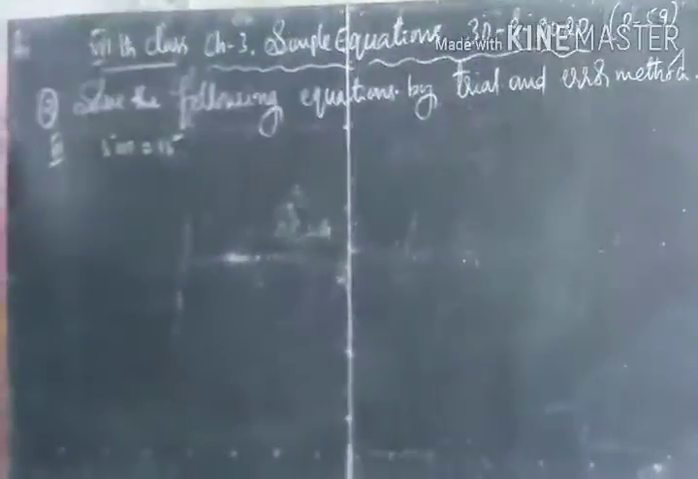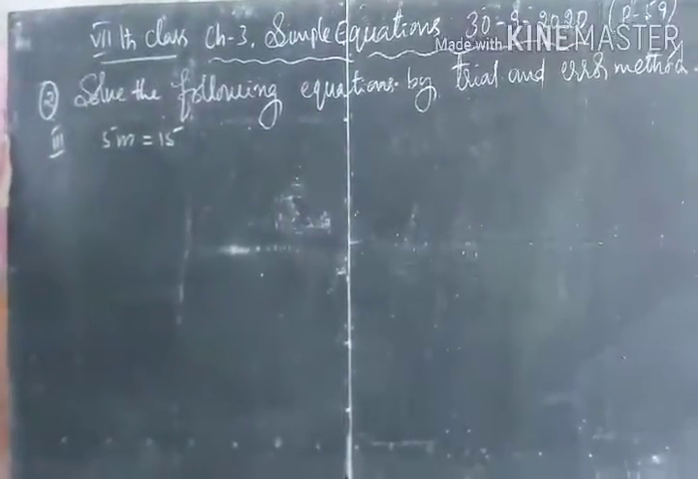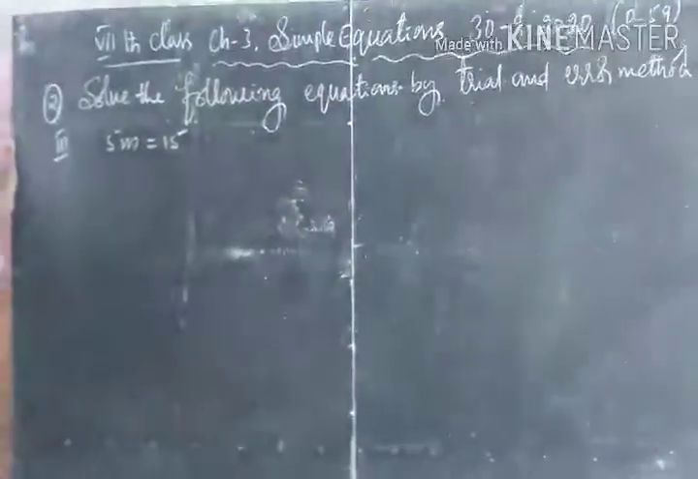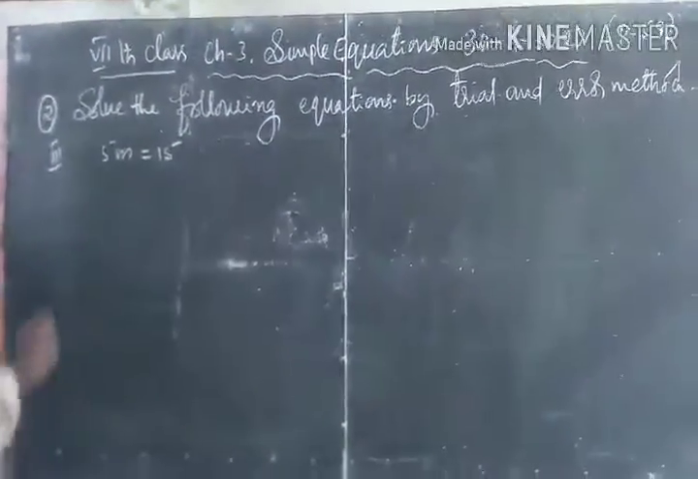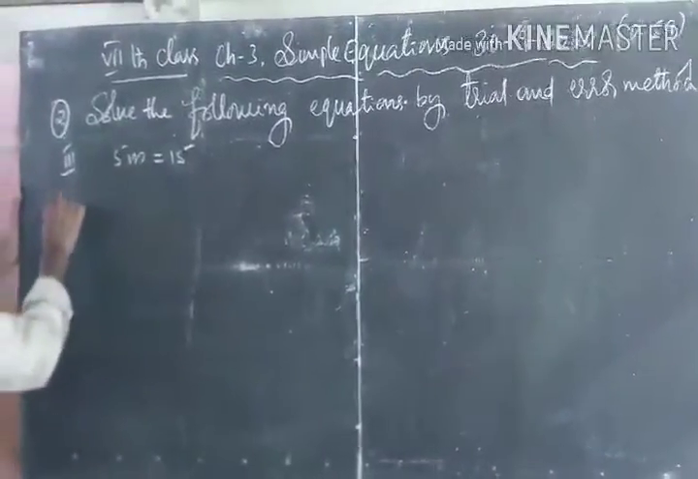Good afternoon, 7th class students. Chapter 3, simple equations. Second exercise: solve the following equations by trial and error method. 1 and 2 sums I told. See the third sum, 5m is equal to 15. Let us see how to do this.